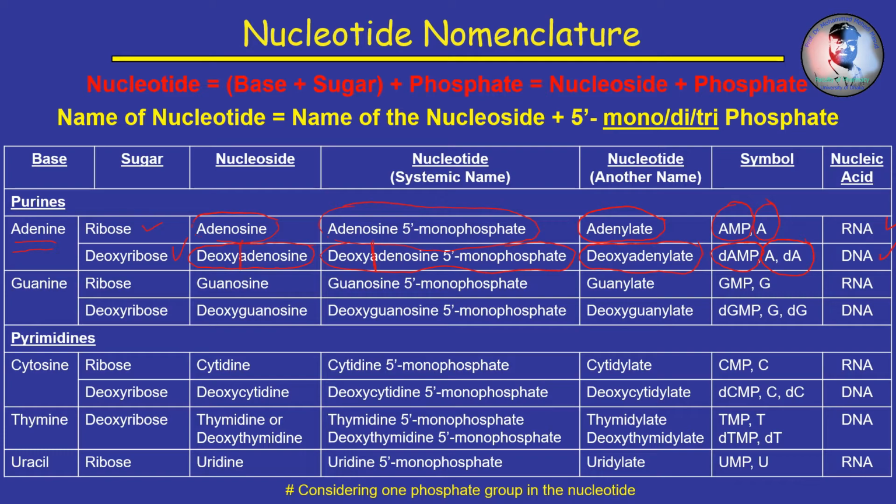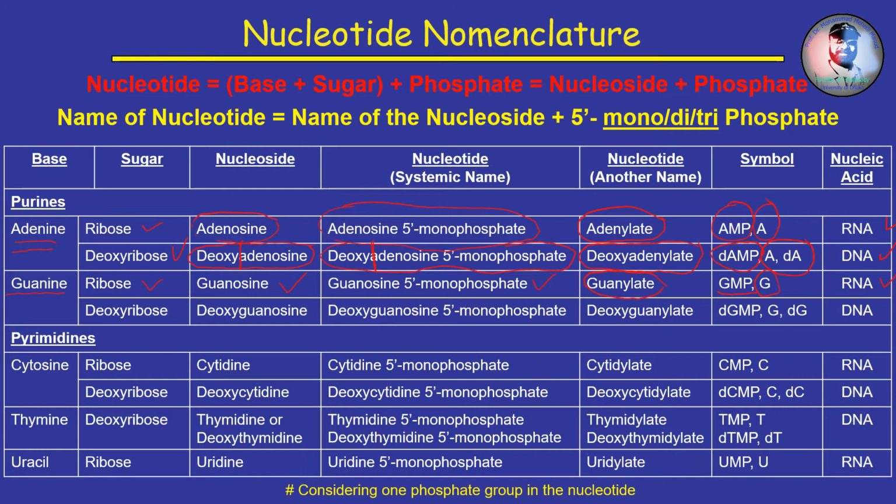If the base is guanine and the sugar is ribose, then the name of the RNA's nucleoside is guanosine, and the name of the nucleotide is guanosine 5' monophosphate. The symbol of the nucleotide is GMP. This nucleotide has another one-letter symbol, that is G, which is used to write the sequence of an RNA chain. Guanine-containing RNA's nucleotide has another name, which is guanylate.